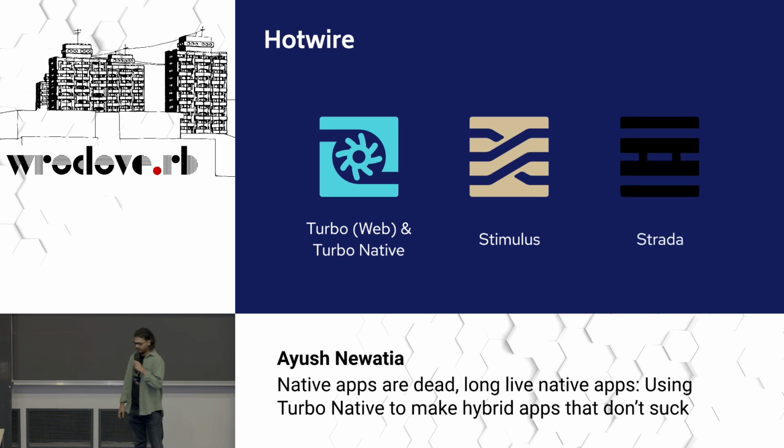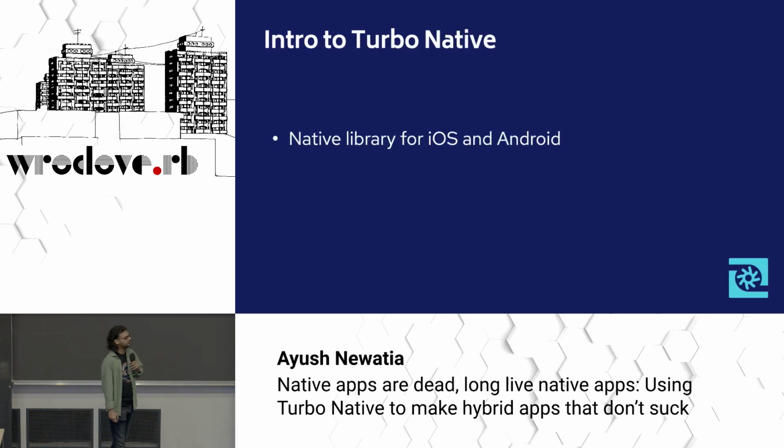And the third part is Strada, which hasn't been released yet. It's going to be released at Rails World at the beginning of October. So there's not a lot known about what exactly it is, but it's something to do with hybrid apps that enhances Turbo Native in some way. We'll find out more in October. So let's look closely at Turbo Native.